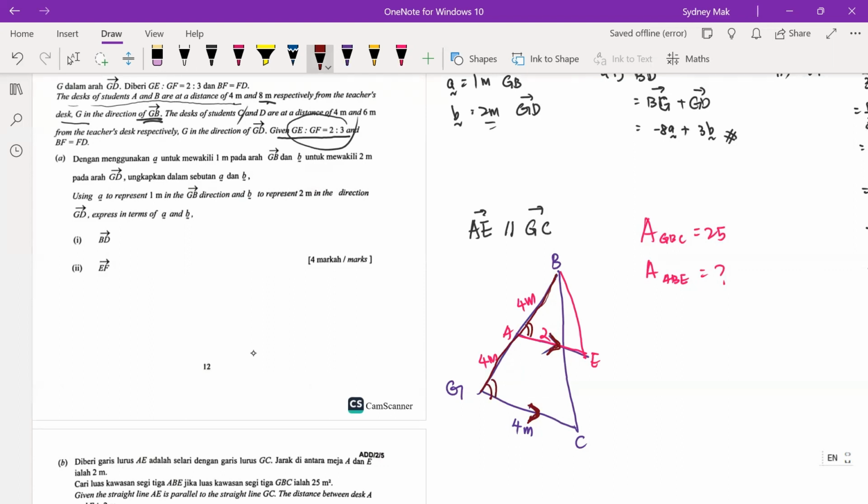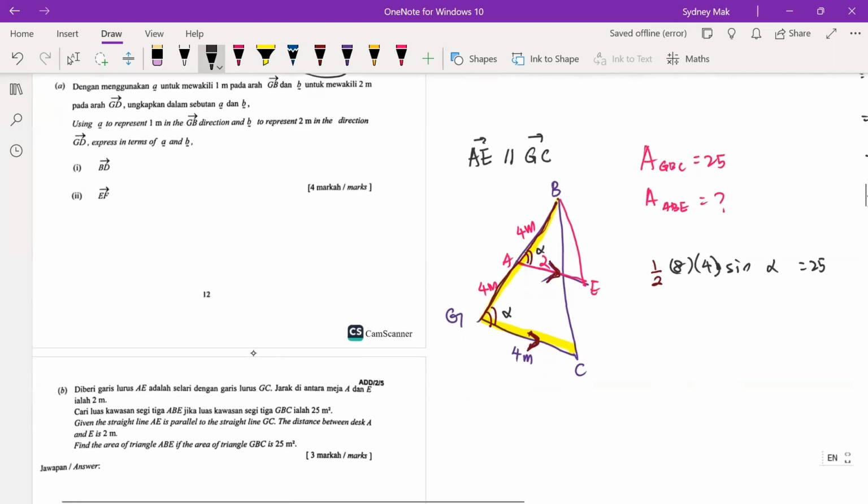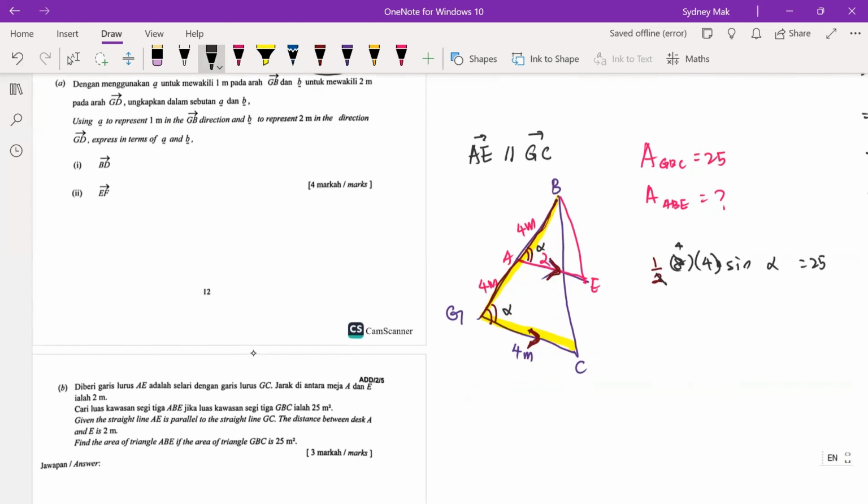And then to find the area of GBC, we just need to take half times A, which is this, B sine C. So half times A, which is 8 meter, B, which is 4 meter, sine C. Let's call this alpha. These two are the same thing, sine alpha, equivalent to 25. Therefore, let's simplify this. So sine alpha equals 25 over 16. Bring the 4 and 4 over 16.